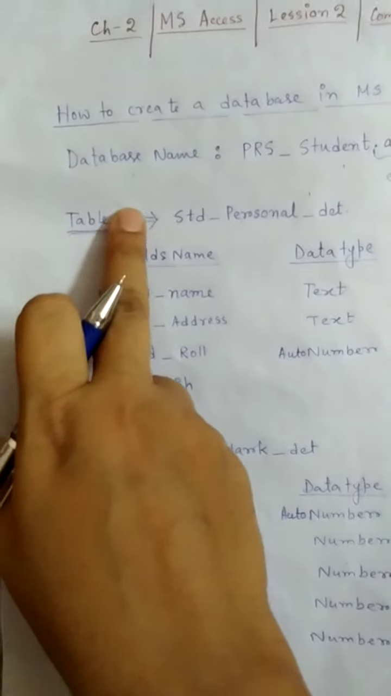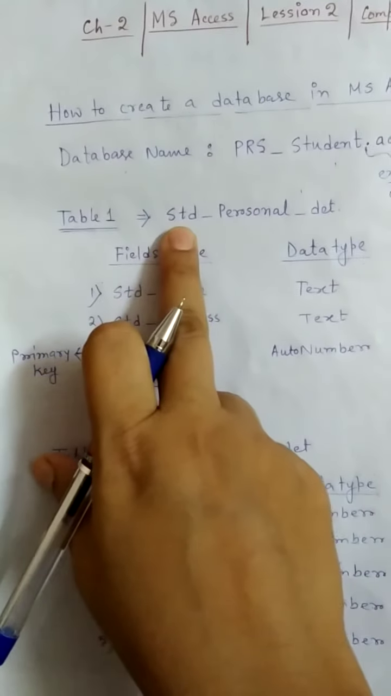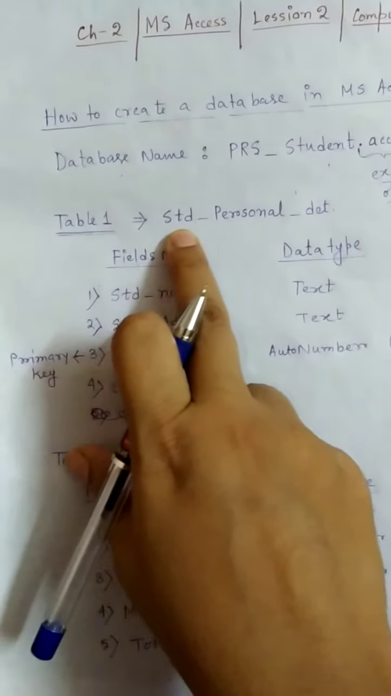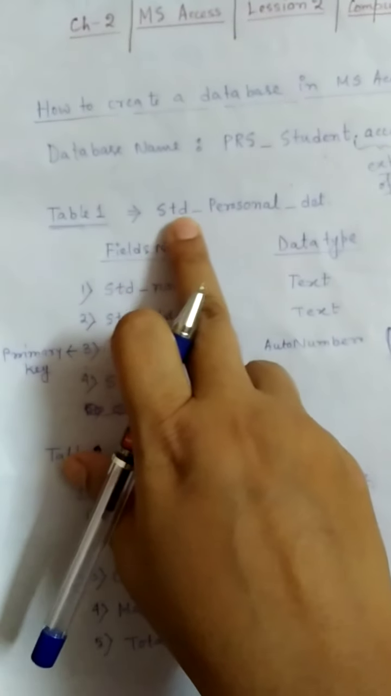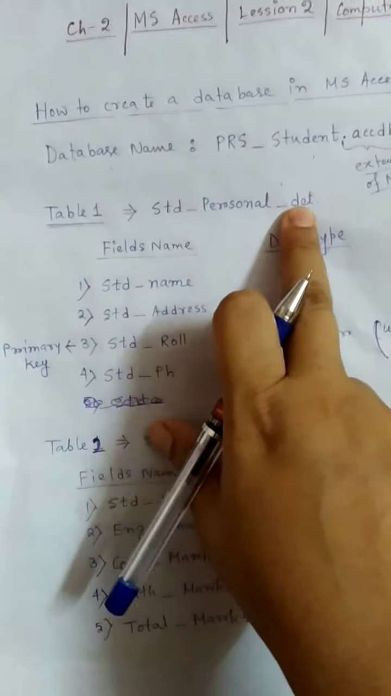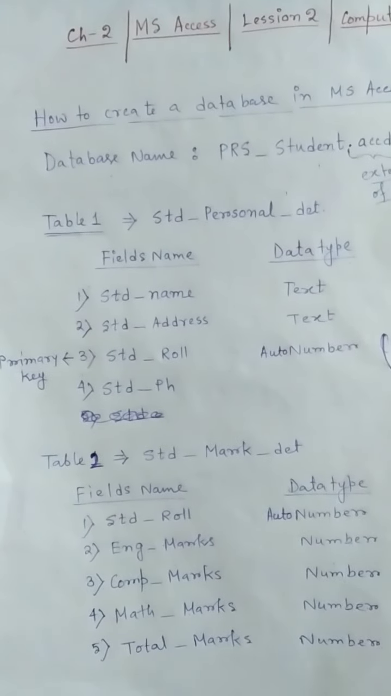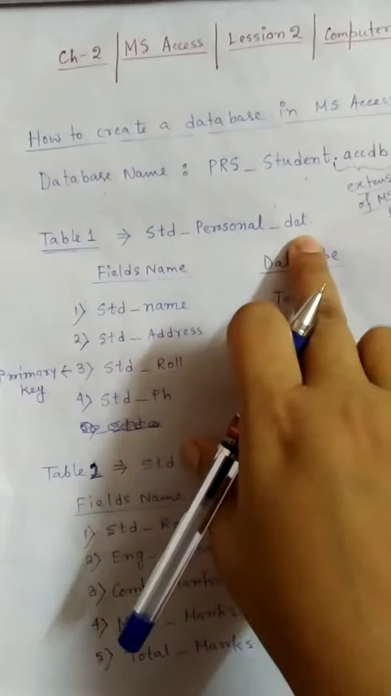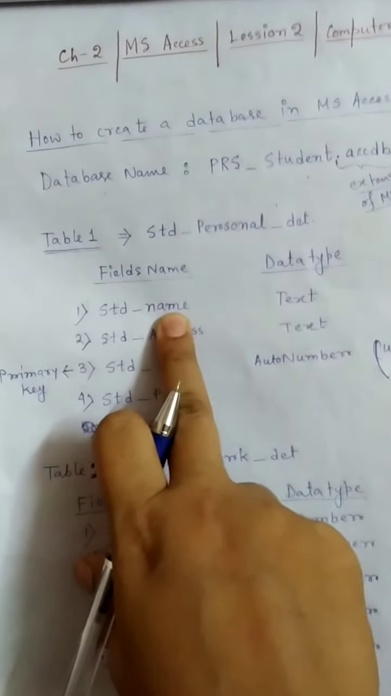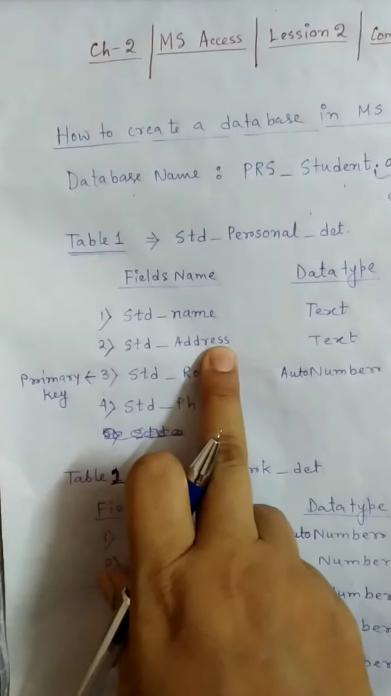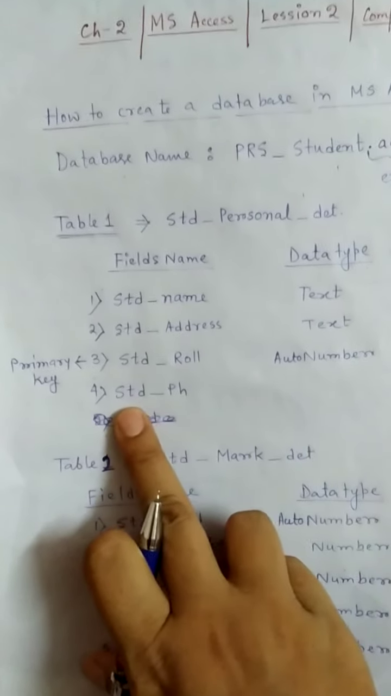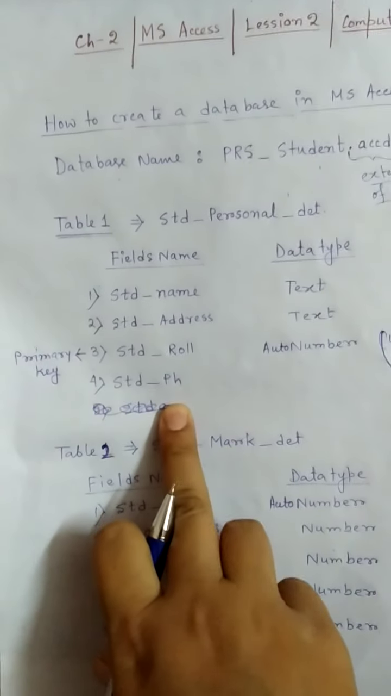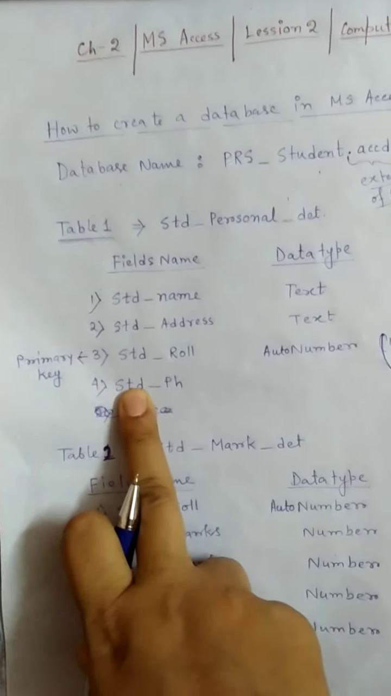Okay, and we gave the table 1 name as std underscore personal underscore details. I write here in short std, that means student underscore personal underscore detail. That means this table contain the personal information of a student. Okay, now what are the personal information? That means the name of the student, address, obviously the roll number, student phone number, like this. You can add another field also. Okay, I am taking only 4 field here.